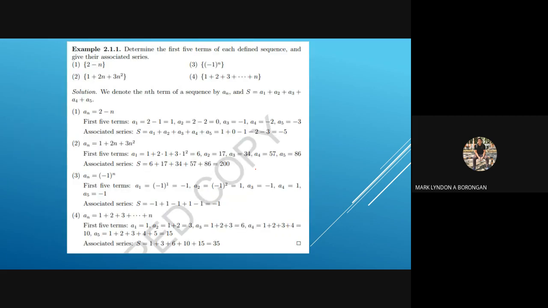So let's have here examples. Example 1. Determine the first 5 terms of each defined sequence and give their associated series.